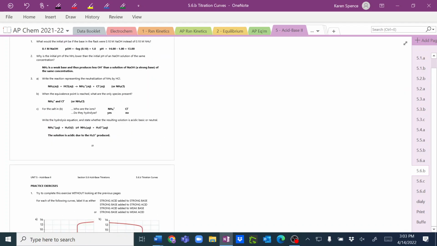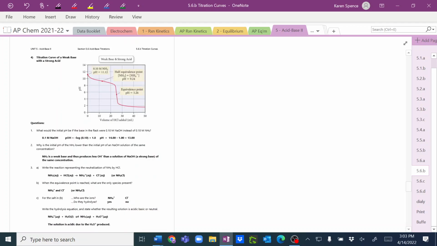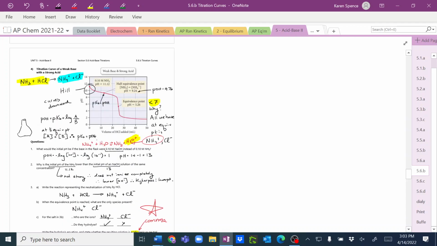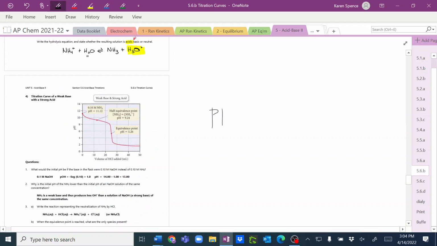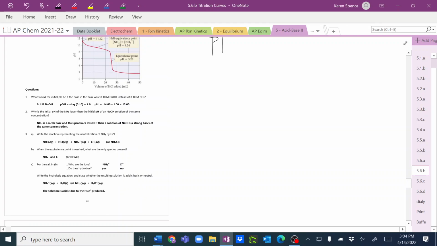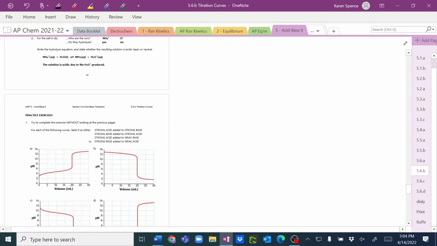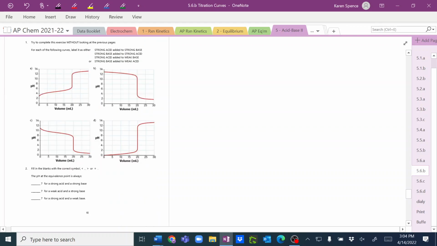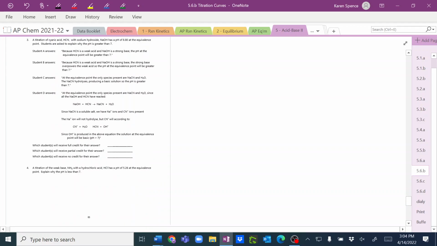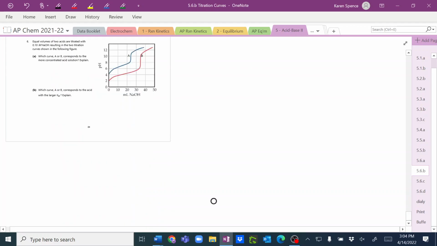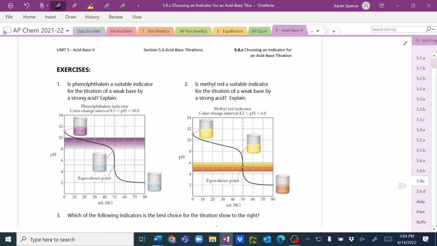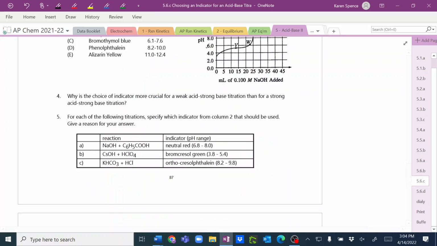Oh yeah, they're short. So pages 82, 83, and then also 87, 88.